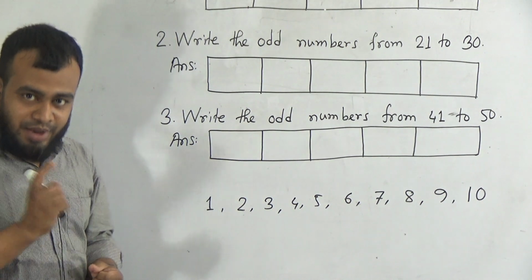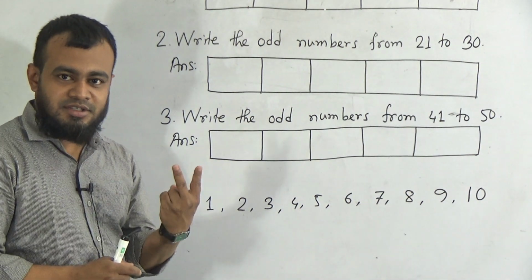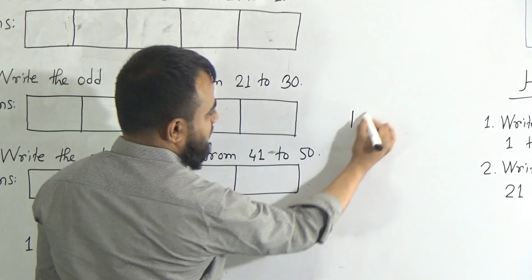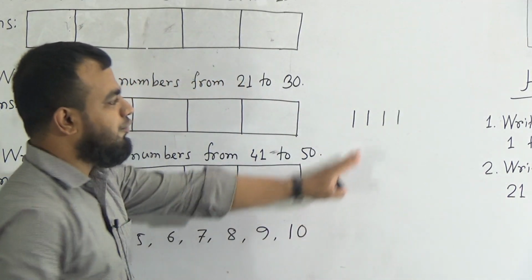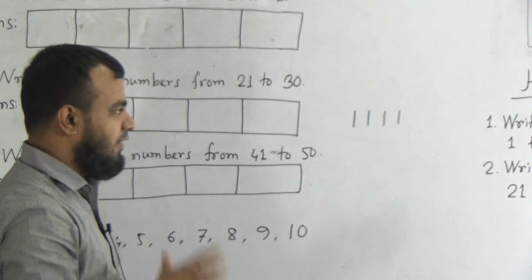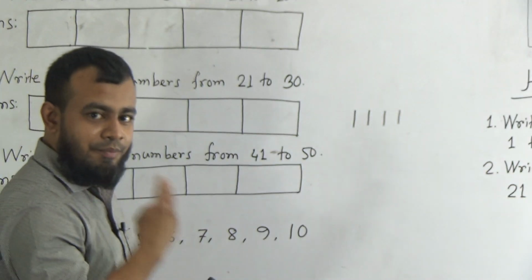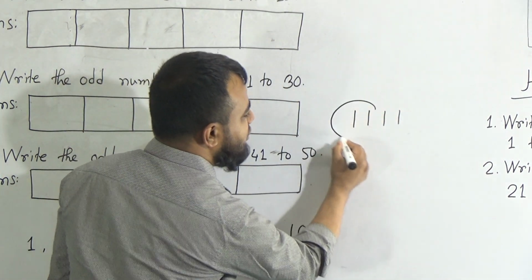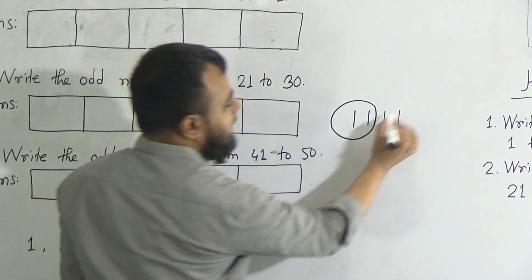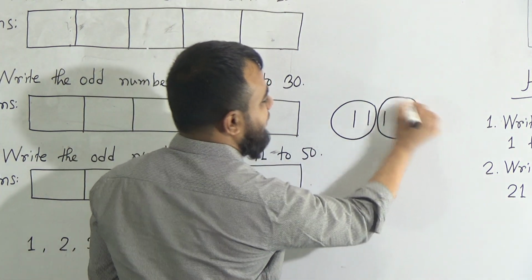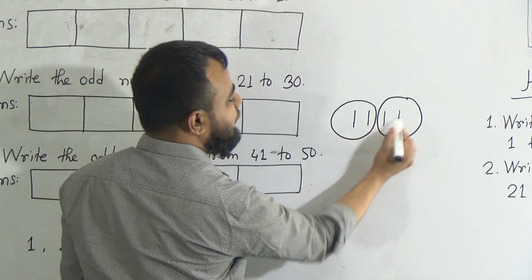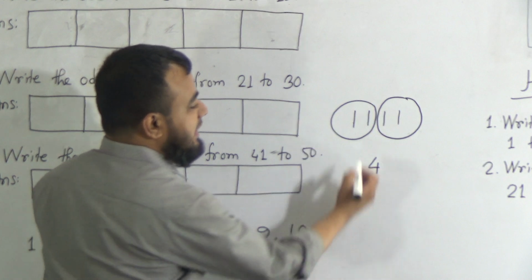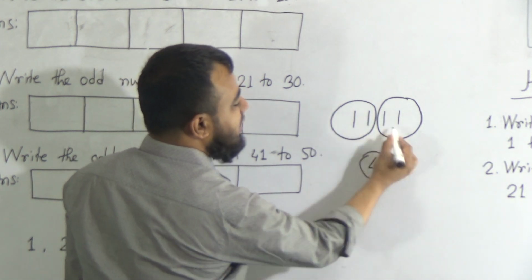Pair means what? Pair means two things. Suppose there are some sticks, 1 2 3 4. Suppose there are 4 sticks. I have told you that pair means two things. So how many pairs are there? These two sticks, 1 and 2, can make a pair, and these two sticks also can make a pair. The number 4 is not an odd number because 4 can make pairs.